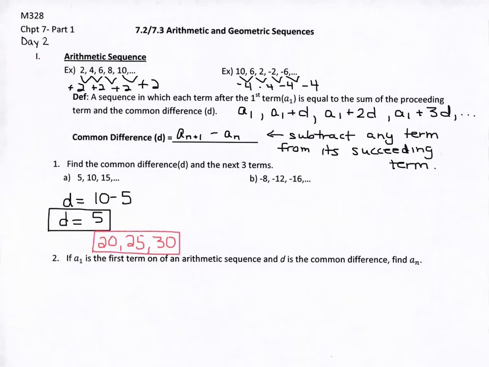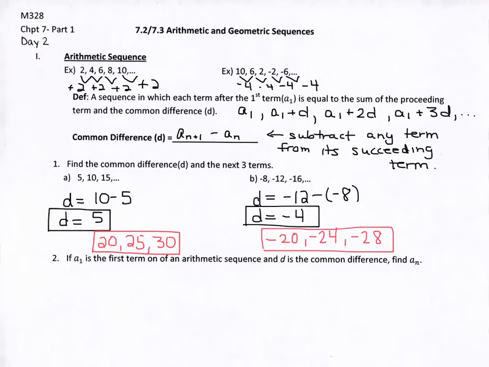Okay, next one, negative 8, negative 12, negative 16. I can tell that I'm going down by 4, but just in case, I can do negative 12 minus negative 8, which does give us a d of negative 4. And just like we did for the last one, I'm going to go ahead from my negative 16 and go down 4 from there: negative 20, negative 24, and negative 28.